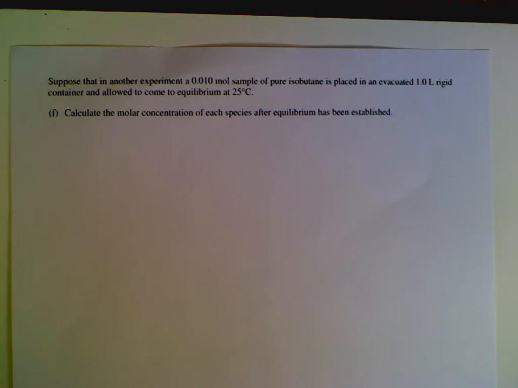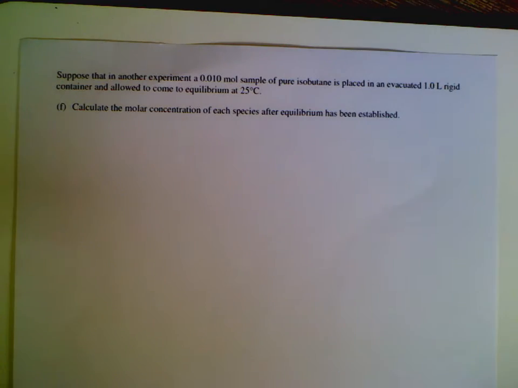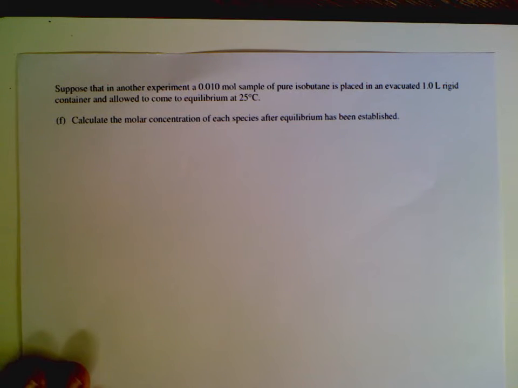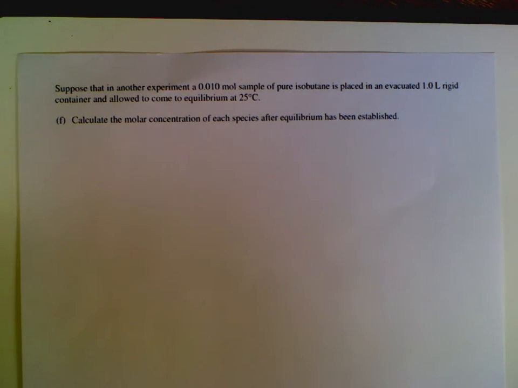So suppose that in another experiment, a 0.01 mole sample of pure isobutane is placed in an evacuated container. So instead of starting off with N-butane, our reactant, we are starting off with all product in this container. And then it says, and it's allowed to come to equilibrium, same temperature. Calculate the molar concentration of the species after equilibrium has been established.